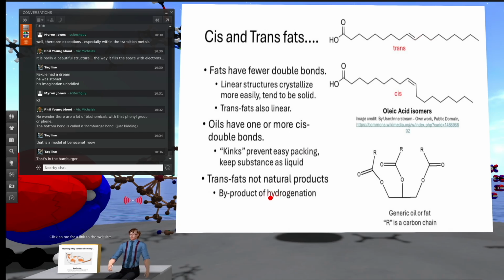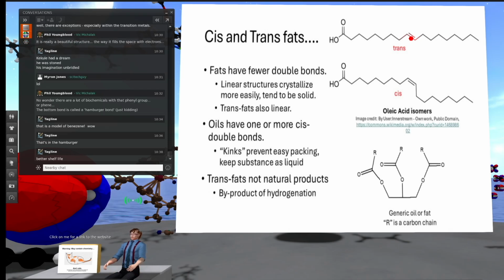Okay? The trans fats are not natural products. They're byproducts of hydrogenation. I've got a slide on that later. Basically the kinks in the cis fats are actually what makes them good for you. Now, a fat doesn't necessarily have to have a double bond in it at all, which gives it more in common with the trans fats and makes the substance have a higher melting point. It becomes a solid more easily.